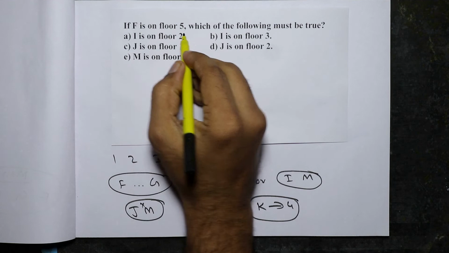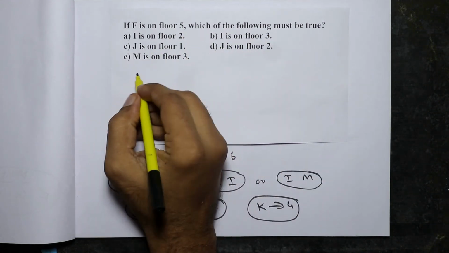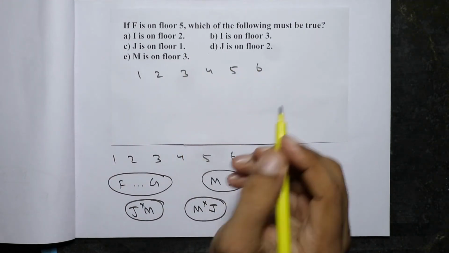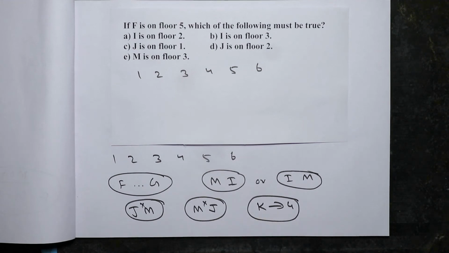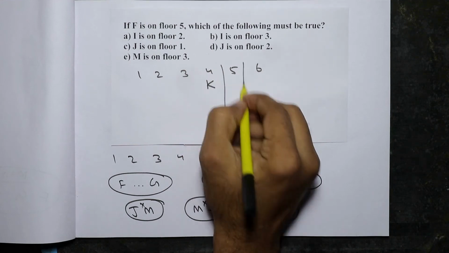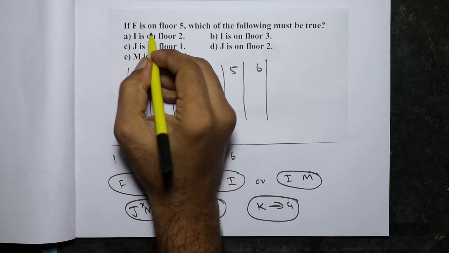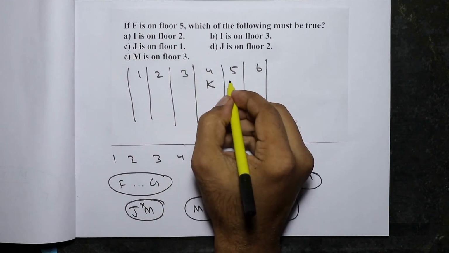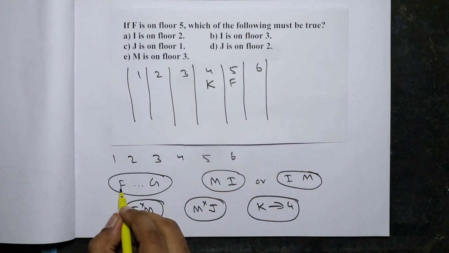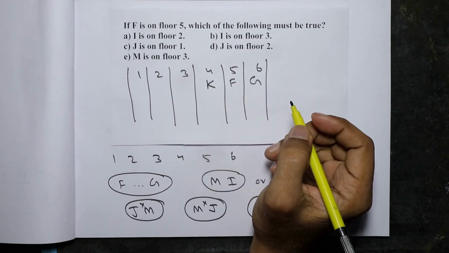If F is on floor 5, which of the following must be true? Now the floors can be represented by the numbers 1 to 6. As per the given condition, K should also always be in 4. So K has to be here. And F is in floor 5. So F has to be here. Now it is said that F should be before G. So after F there should be G. So G has to be here.